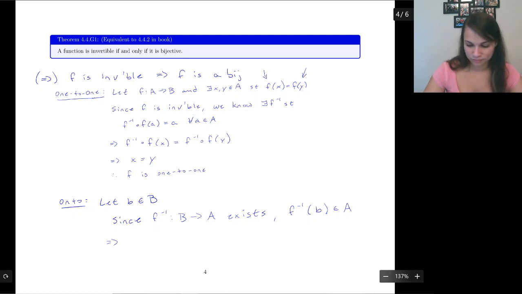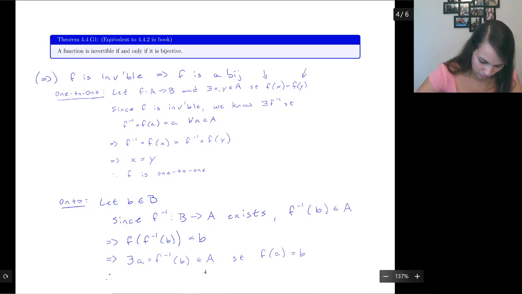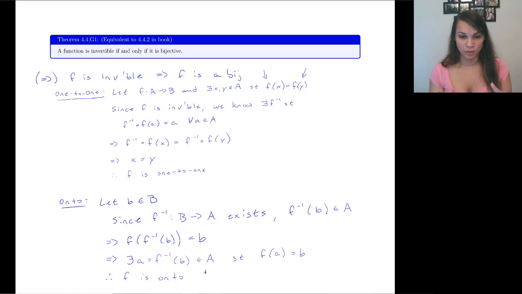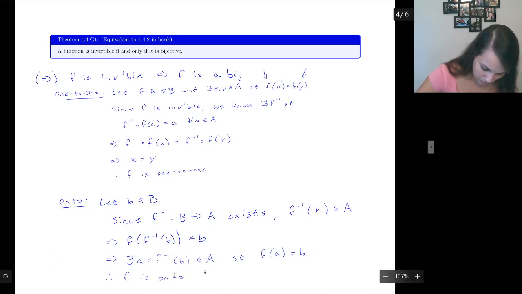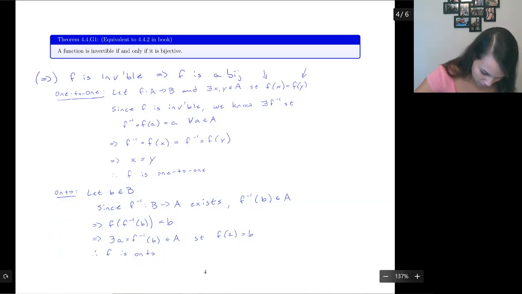So then we can just take f of f inverse of b. And we know that f undoes f inverse, right? Composition. That's just going to give us b. So then this guy right here is our candidate for a. So there exists an a, f inverse of b, such that f of a is equal to b. Therefore, we have that f is onto. So that's one direction. We have one-to-one, we have onto. Let's take a brief moment to conclude that f is a bijection. Therefore, f is bijective.